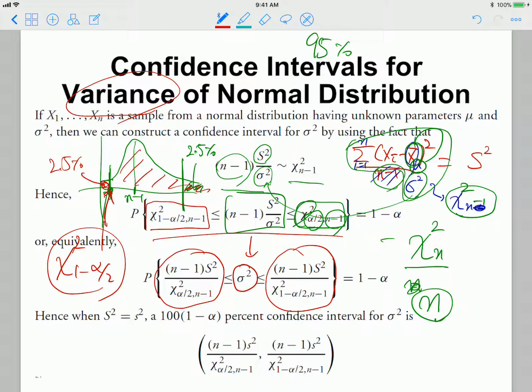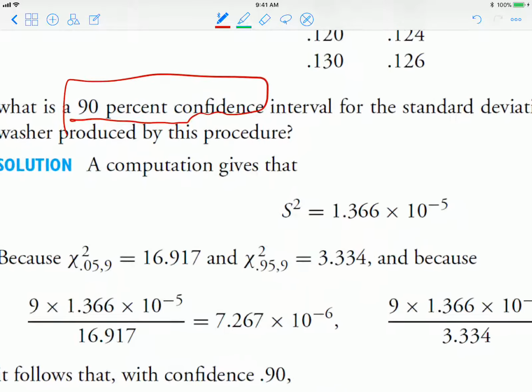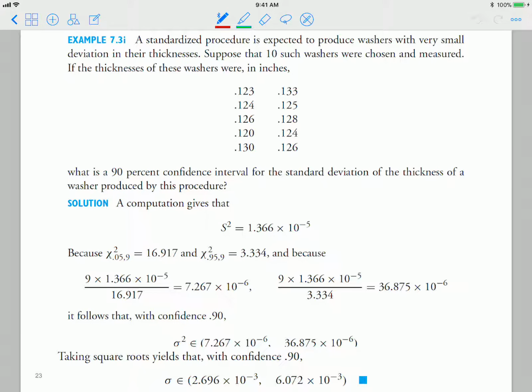So here, the table that you have to look at is just the chi-square distribution, right? Okay, so here you are required to have a 90% confidence level, and then you have to put 5% on each side, and thus we have to obtain this value and also this value. And 9 comes from the fact that we have 10 samples. Okay, it's the same thing. Any questions so far before moving on to the next part?